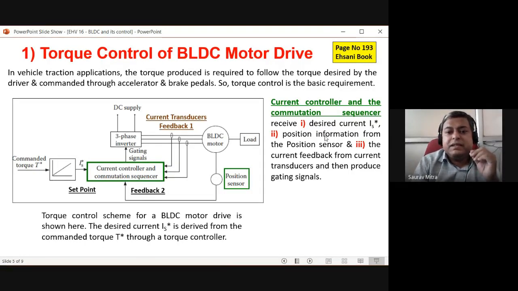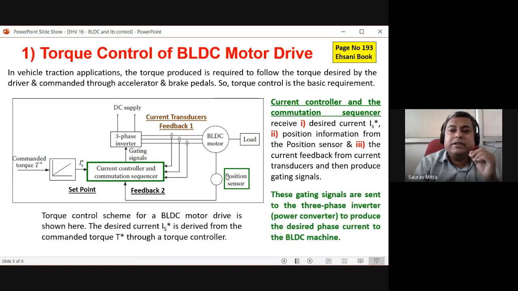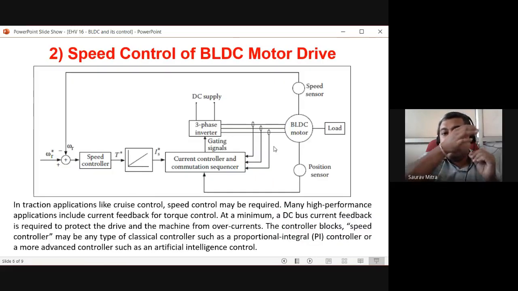So it receives the desired current from the torque input, position information from the position sensor, that is this one, and the third is the current feedback. So there are two feedbacks and one set point, and this DSP controller mixes all these three signals and produces the gating signals. The gating signals are sent to the three-phase inverter power converter to produce the desired phase current to the BLDC machine, and the BLDC machine gives more power as demanded to the load. So this is what is called torque control.